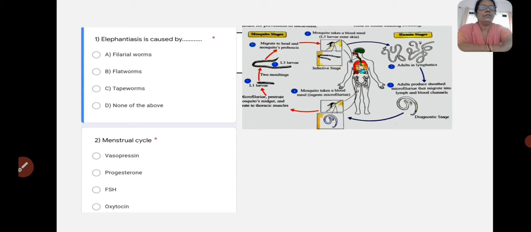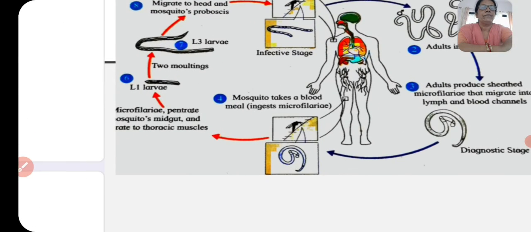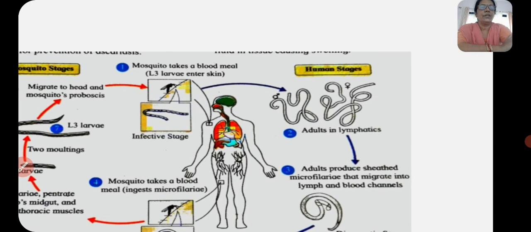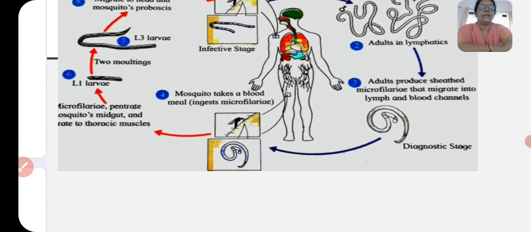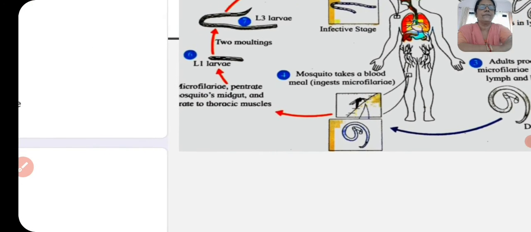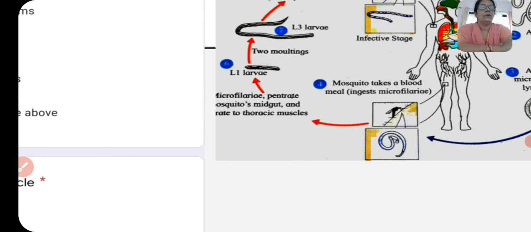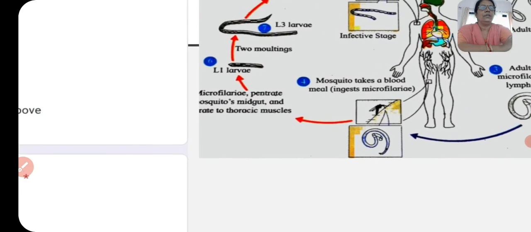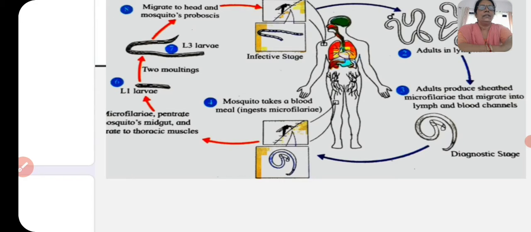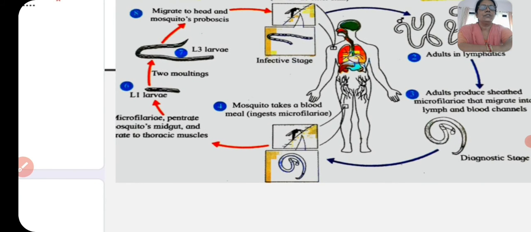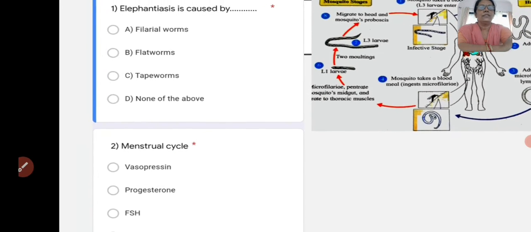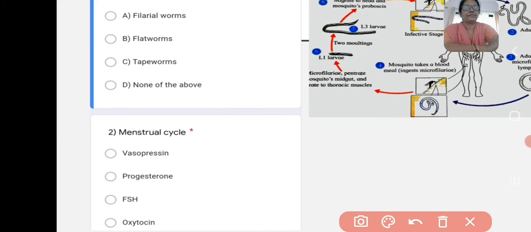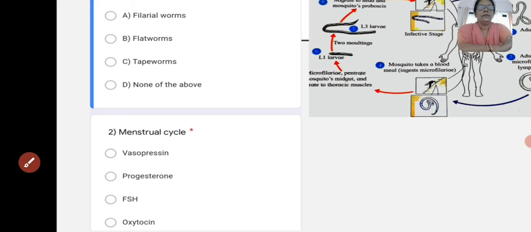Here the elephantiasis means when Wuchereria bancrofti or this filarial worms, these are the nematodes, enter the body due to a mosquito bite, and elephantiasis occurs. So your answer should be filarial worms.